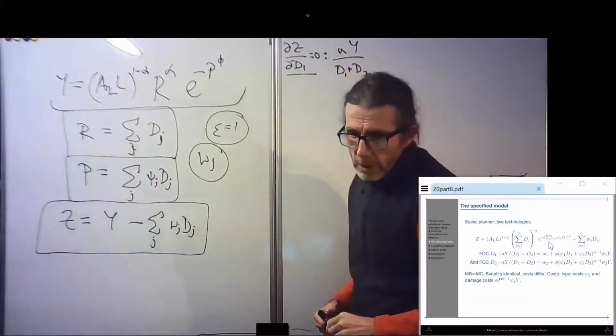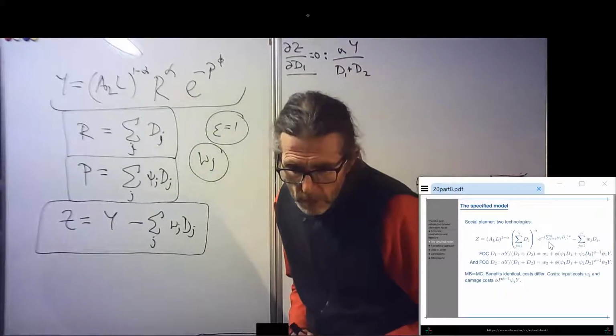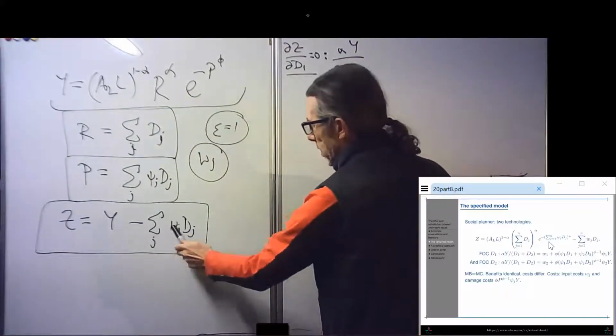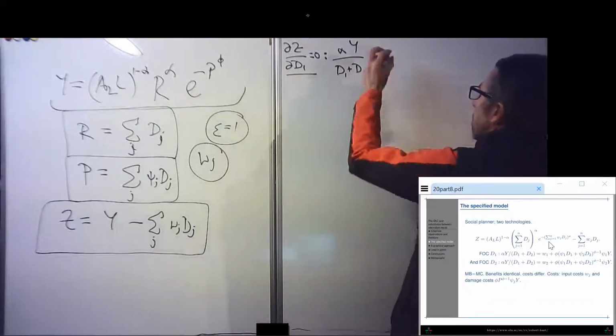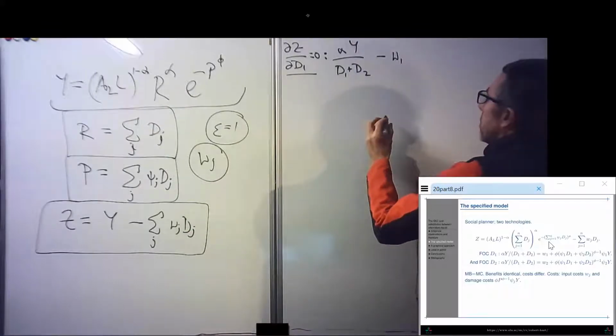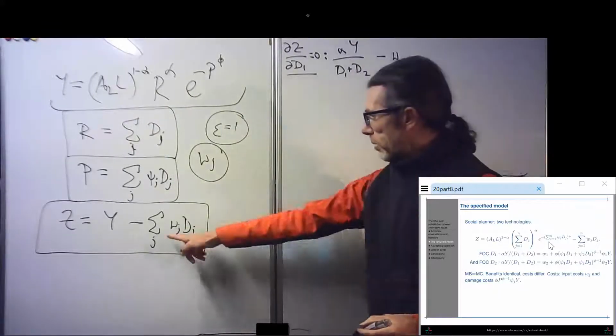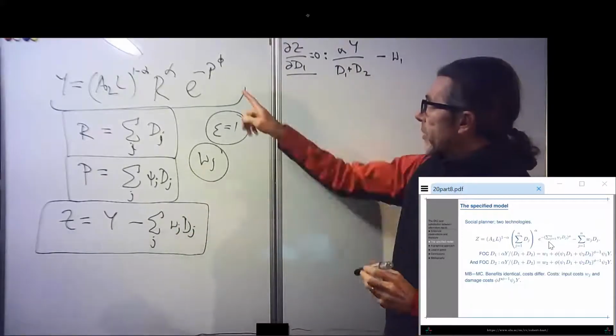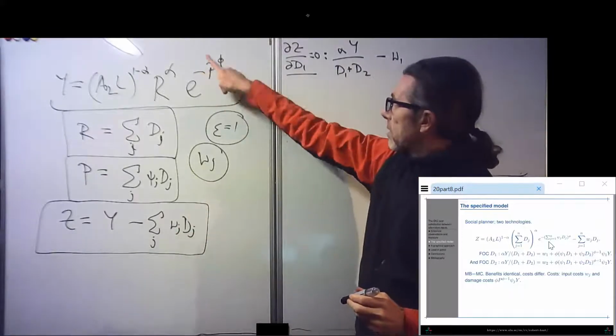And what else have we got? We've got d1's here. So we've got minus w1. That's it, isn't it? Yeah. w1, d1 differentiated. So it's minus w1. But we also have d1's here.